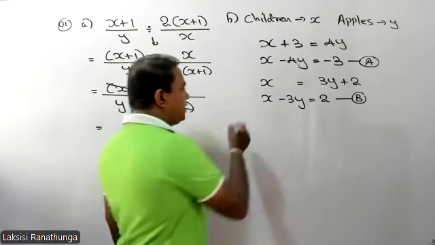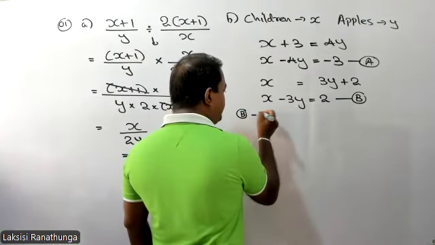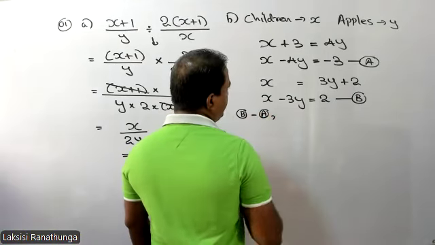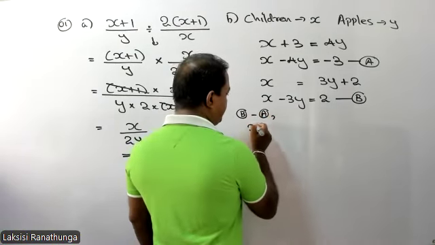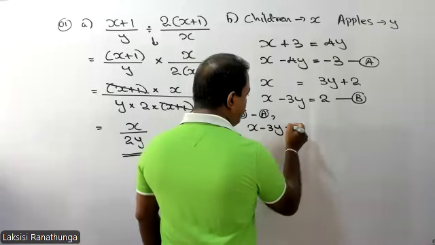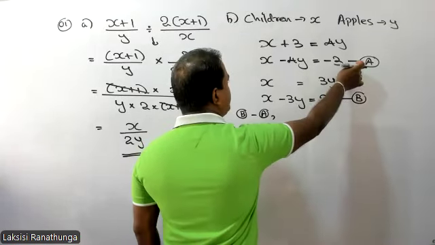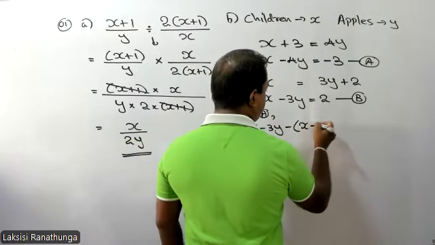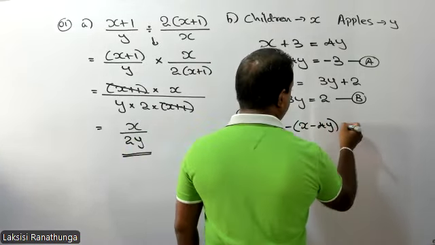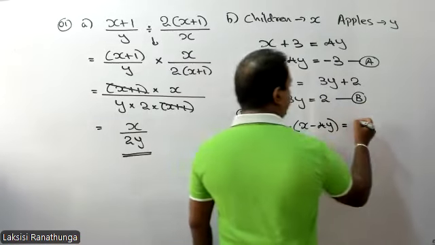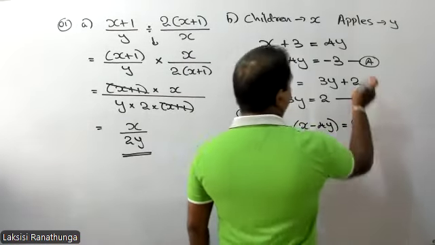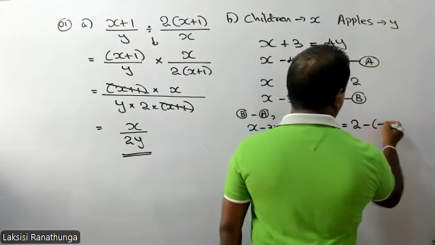Now I'll take equation B minus equation A. Equation B left side: x minus 3y, minus bracket, equation A left side: x minus 4y, equal. Equation B right side 2, minus equation A right side, minus 3.